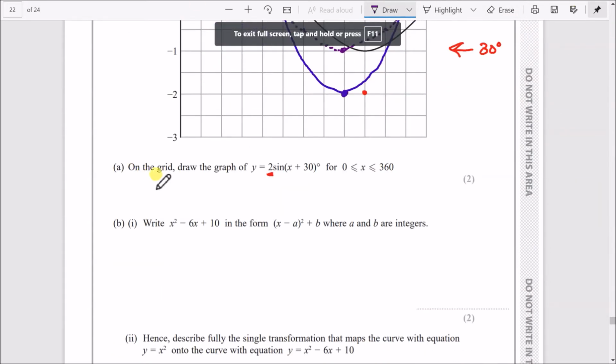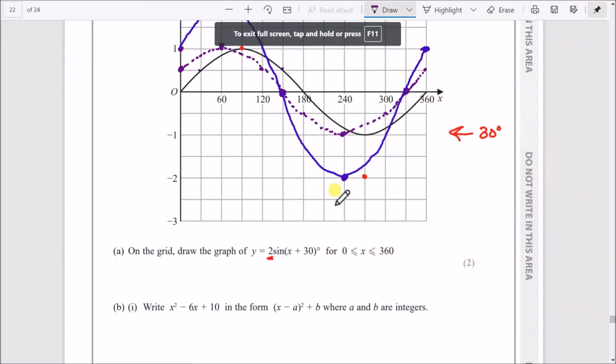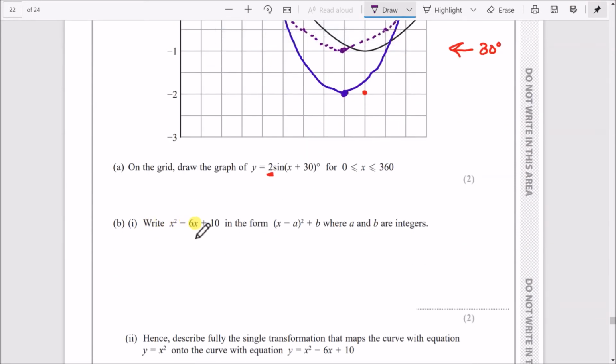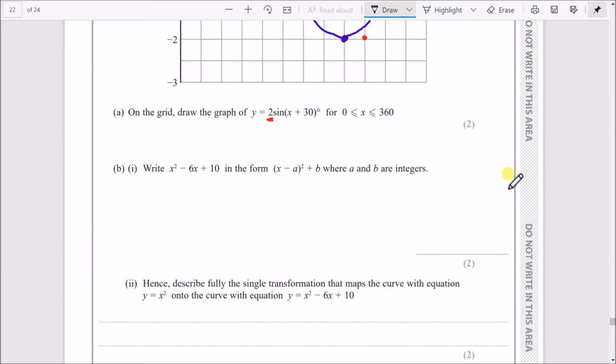Now for part B, which is completely unrelated, guys. Write x squared minus 6x plus 10 in the completed square form, by the way. So this is always completed square, where a and b are integers. Okay, so simply to complete the square, all I do, guys, is I always underline the first two terms, yeah? And now all you gotta do is also wrap this up in some sort of square format.